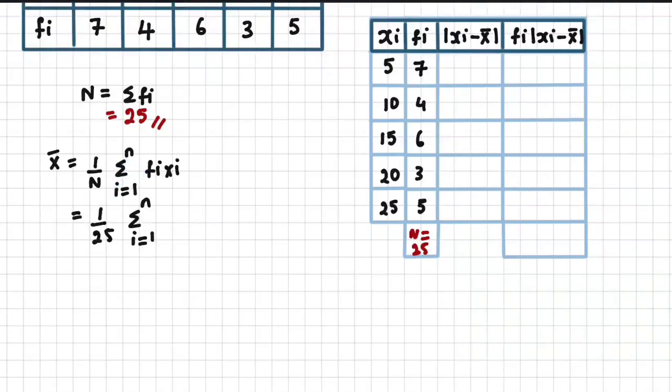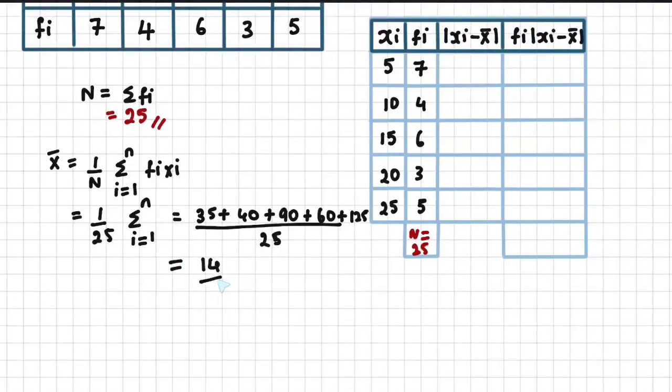So let's do it. If you multiply xi into fi: 5 sevens are 35, plus 10 fours are 40, plus 15 sixes are 90, plus 20 threes are 60, plus 25 fives are 125. Sigma means you add all the fi into xi, and then divide by n. We already have n as 25, so divided by 25, you get the answer 14. So now we found the value of x bar.